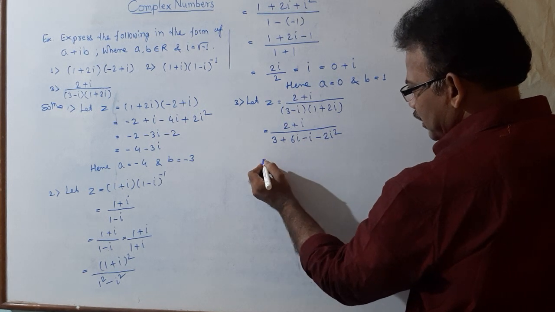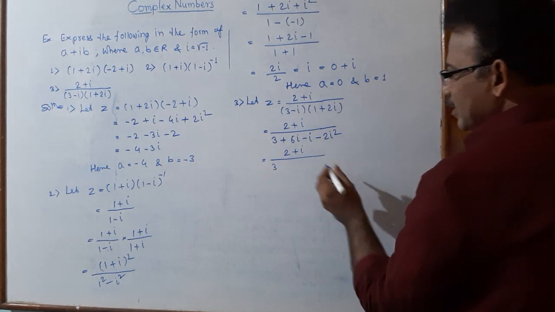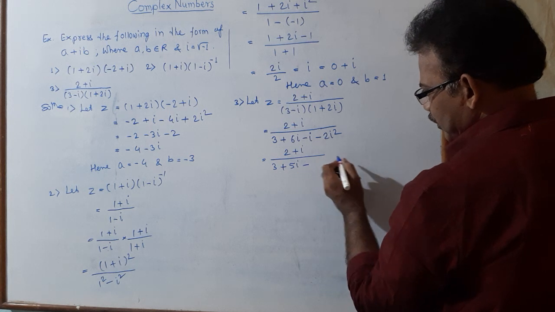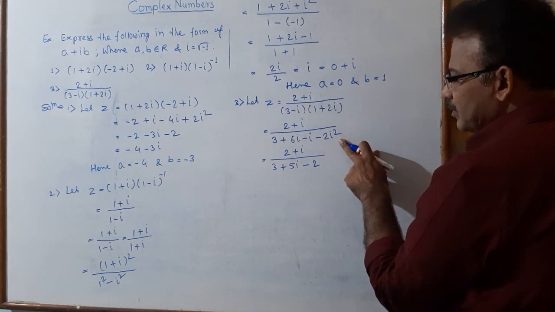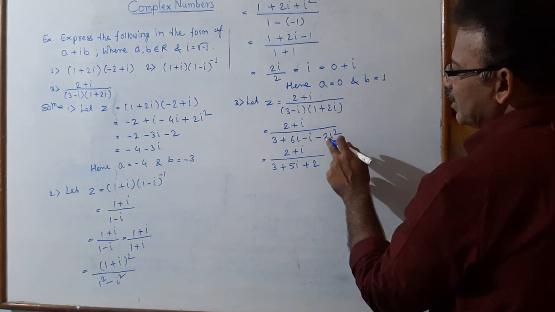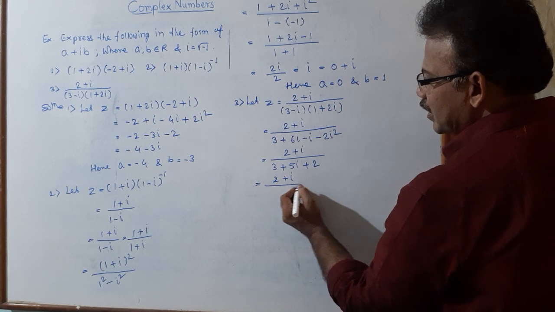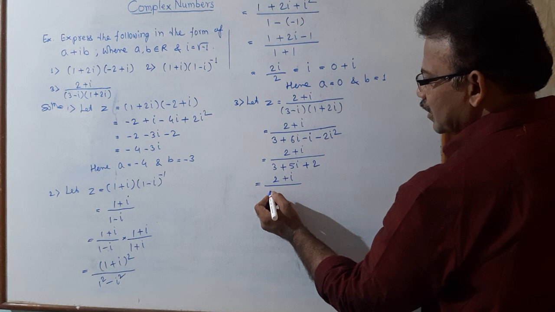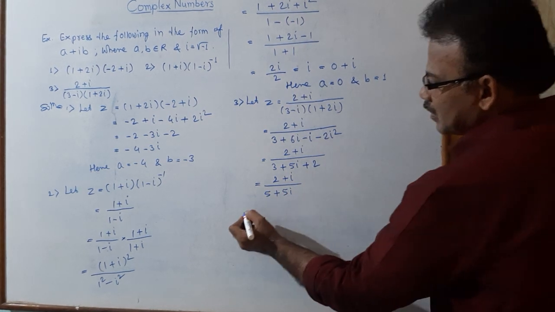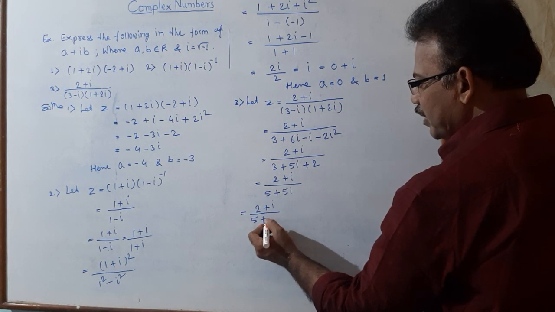So it is equal to 2 plus i, denominator 3, 6i minus i, we get here 5i minus 2, and because i square is minus 1, and this minus sign, we get here plus, minus 1 into minus 2, plus 2. So it is equal to 2 plus i divided by real part 3 plus 2, that is 5 plus 5i. Again we get division of two complex numbers. Again we have to simplify. So 2 plus i divided by 5 plus 5i.